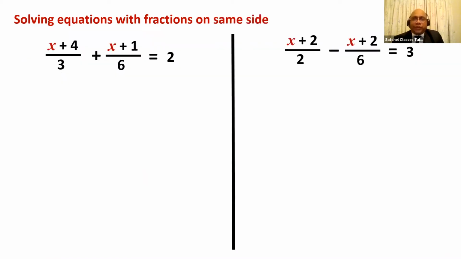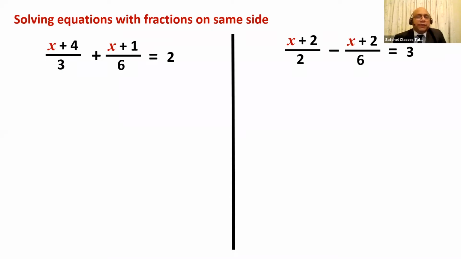Right. What if the fractions are on the same side of the equal to sign? Okay, we have two fractions. Now, once again, the rule of thumb for adding or subtracting fractions is that they should have the same denominator. As long as you understand this principle, life is simple. So let's look at the example on the left. We have two fractions, one with a denominator of 3 and the other one with a denominator of 6.